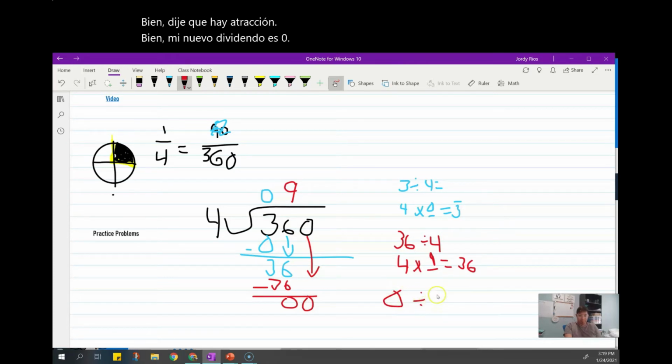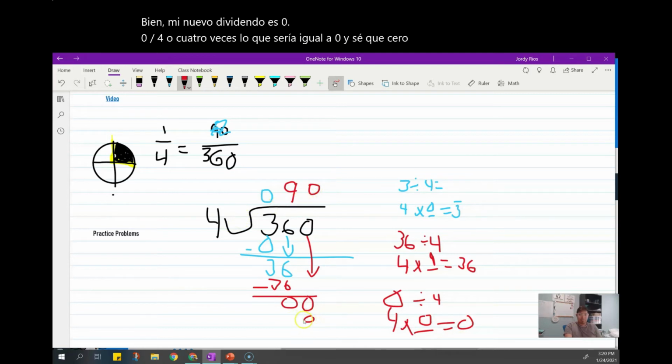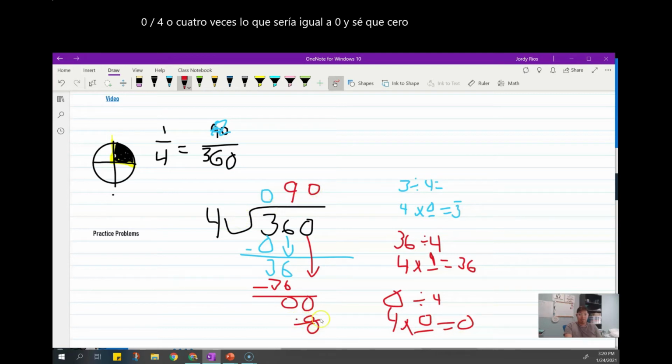0 divided by 4, or 4 times what will equal 0? And I know that's 0. Okay, 0. 4 times 0, 0. 0 minus 0, 0. Okay.